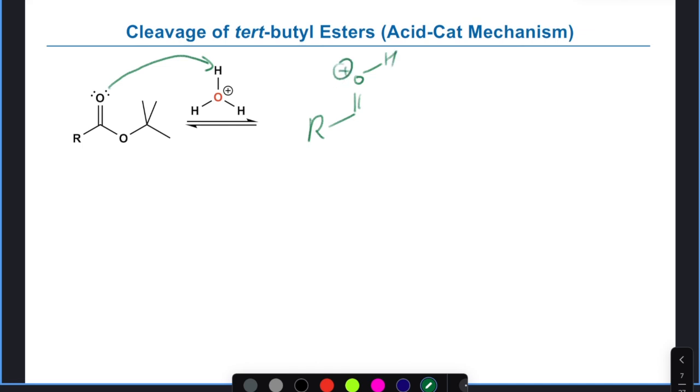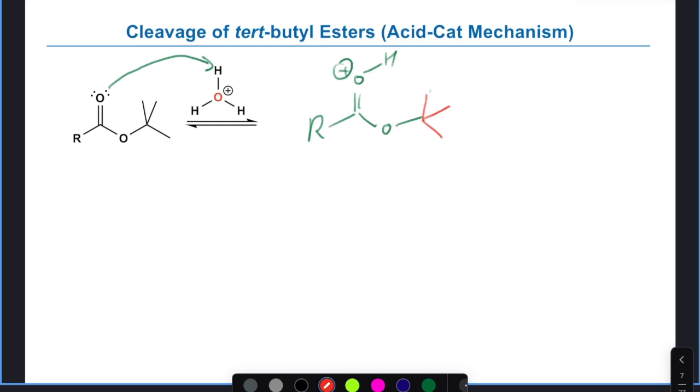O plus, O, and I'm going to highlight that fragment. Now by doing this, the first thing we've done is, yes, I've made that center more electrophilic, right? I've actually taken that center and I've made it more electrophilic. This is the opening move for what we've done for acid-catalyzed saponification or cleavage.